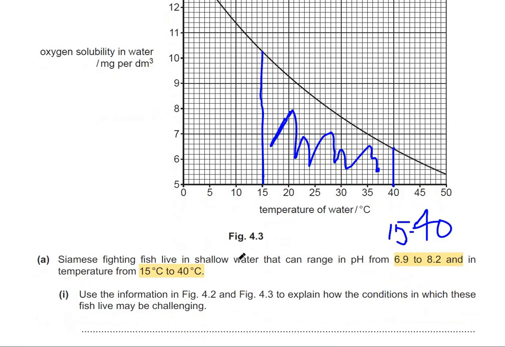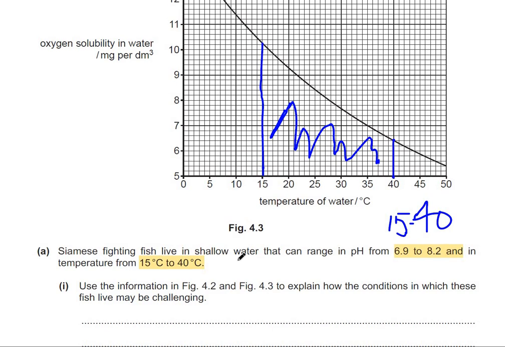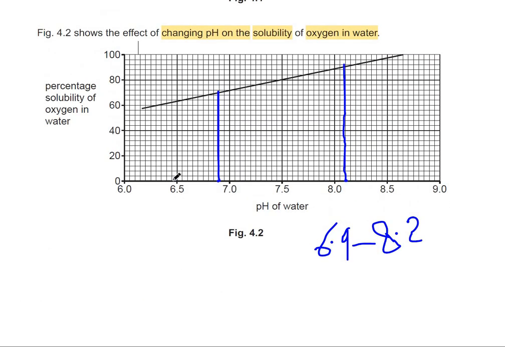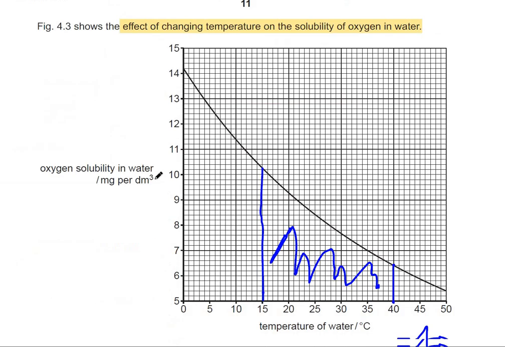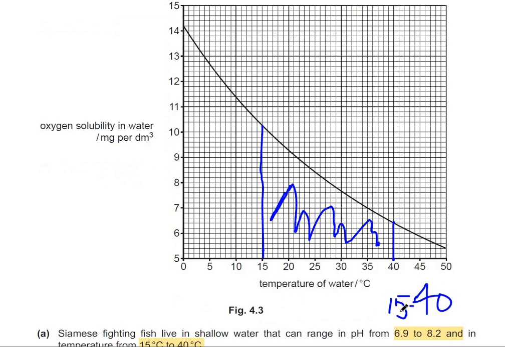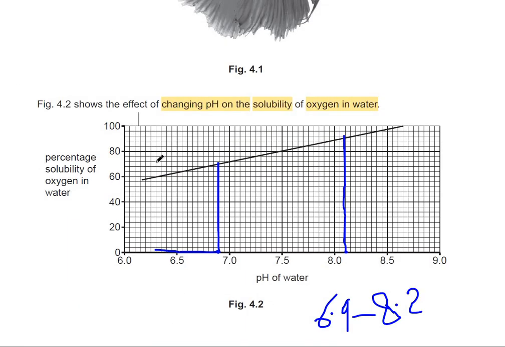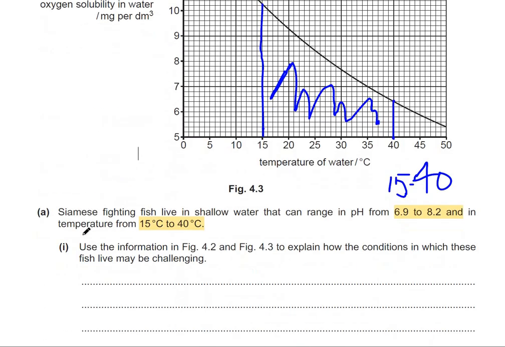So what are we going to write down in this question? That there will be low oxygen availability for the fish at pH 6.9 and at temperatures above 40 degrees. So the low oxygen availability at pH 6.9 and 40 degrees Celsius is for aerobic respiration. The second thing we have to write is that as the pH is increasing, the solubility of oxygen is also increasing, and as the temperature increases, the solubility of oxygen is decreasing.